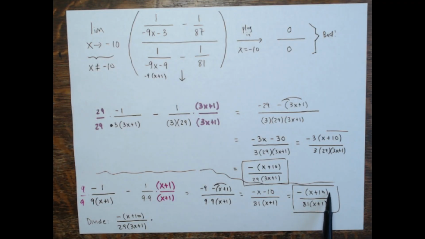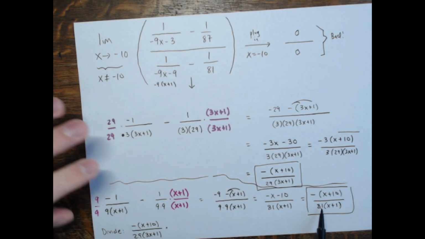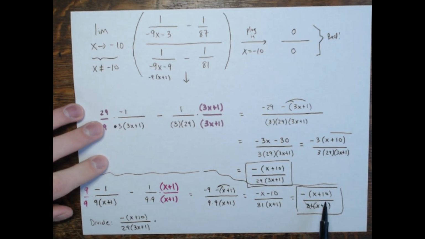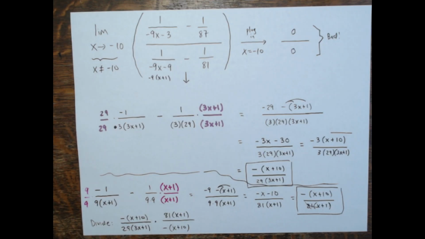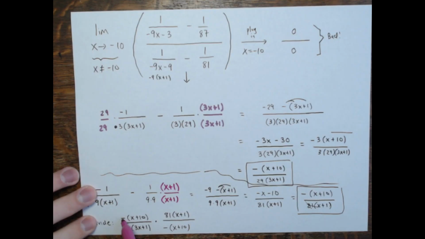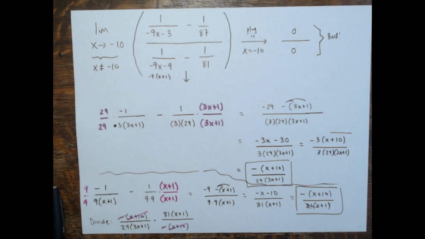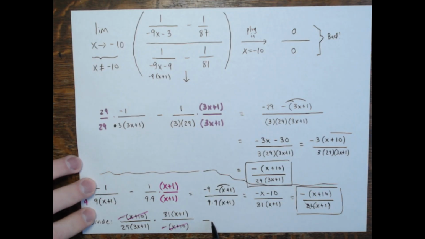But then when you divide by something, you multiply by its reciprocal. So I'm going to turn this into times the reciprocal of this, which is 81 times x plus 1 now in the numerator, and then this negative x plus 10 in the denominator. And then you can hopefully see some stuff canceling. Both of these have this negative factor, an x plus 10 and x plus 10 factor. All right, so after all that, and I don't think 29 goes into 81 evenly. They don't have any common factors.